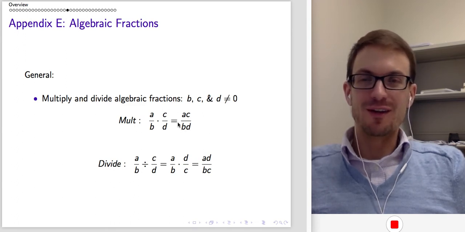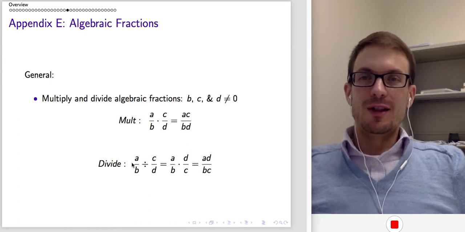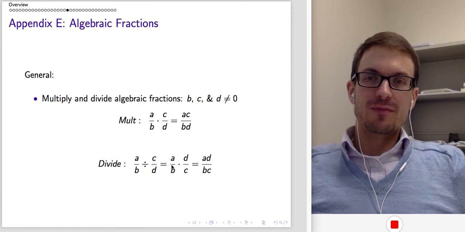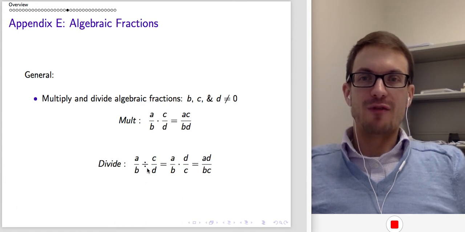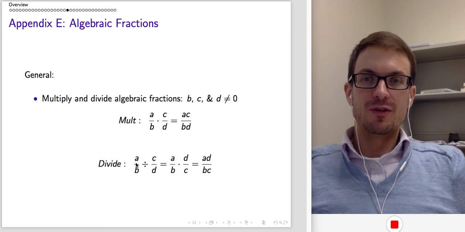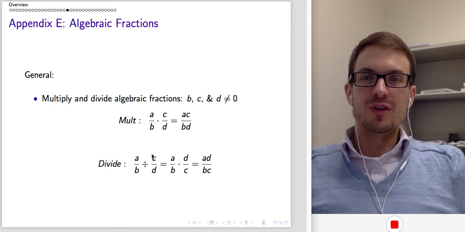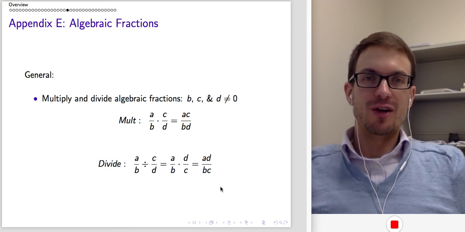Then it's undefined. Okay, so if we have division, let's say a over b divided by c over d. Well, dividing by a fraction is the same as multiplying by its reciprocal. So a over b divided by c over d is going to be ad divided by bc, provided that b, c, and d are not 0. Why? Well, though d appears in the numerator here, it was a denominator here. And though c was a numerator here, it's a denominator here. So that's why.